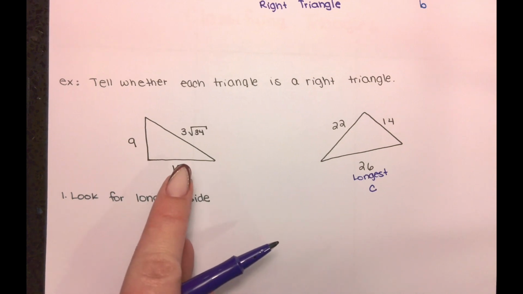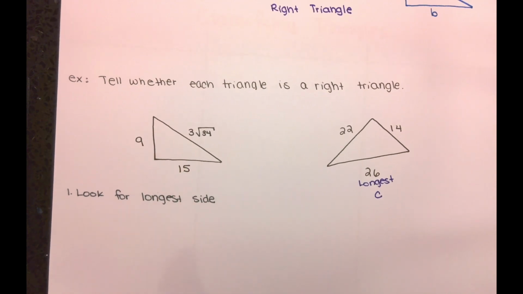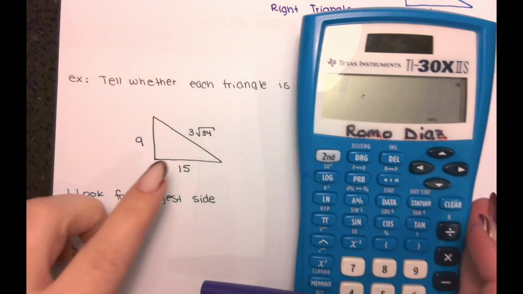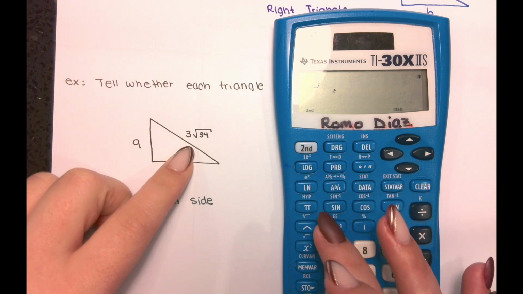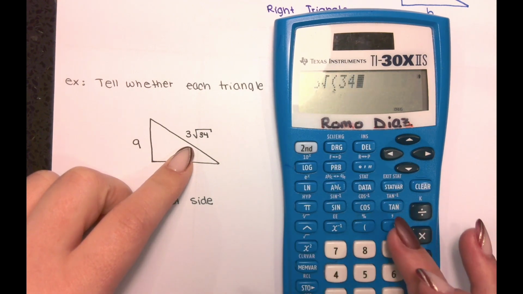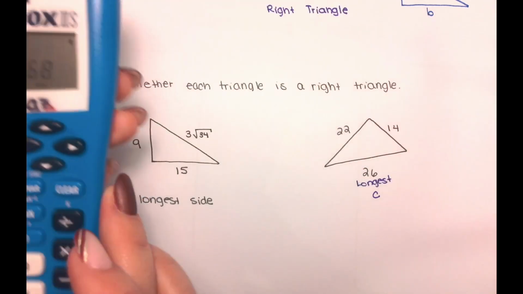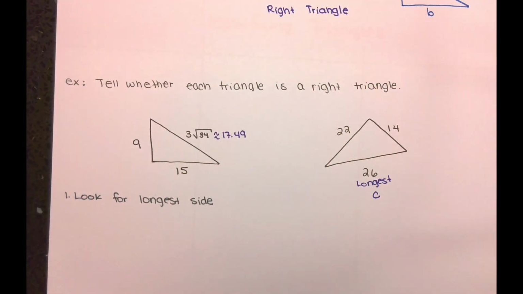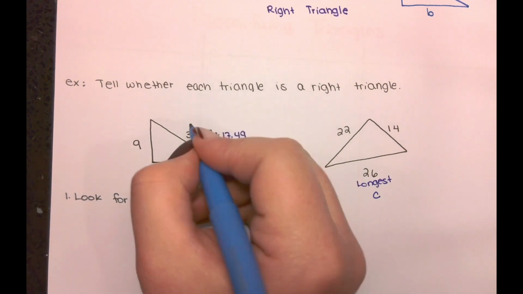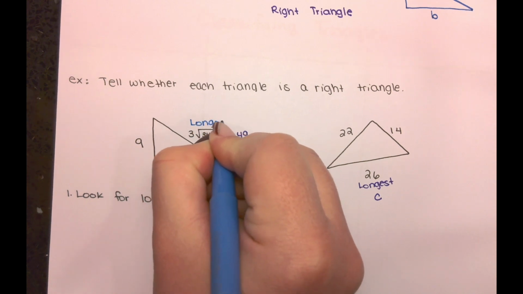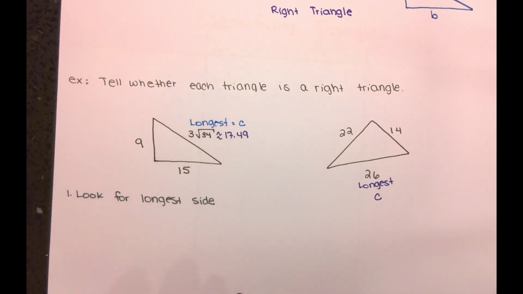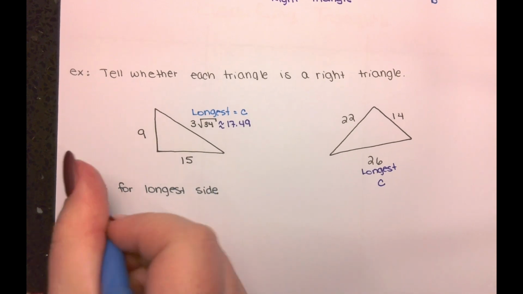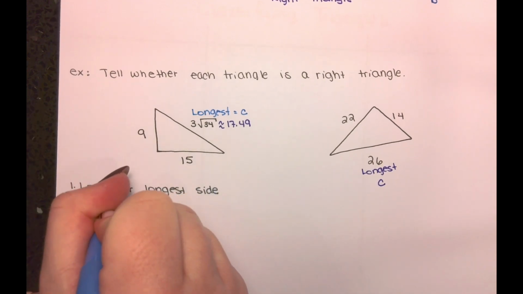Now, for something like this, I don't know what the value of 3 times the square root of 34 is. So that's where my calculator is going to help. So we got 3 square root of 34. That gives me 17.49. Okay, so 3 times the square root of 34 happens to be the largest side. So you're going to look for the longest side. You're going to label it C.